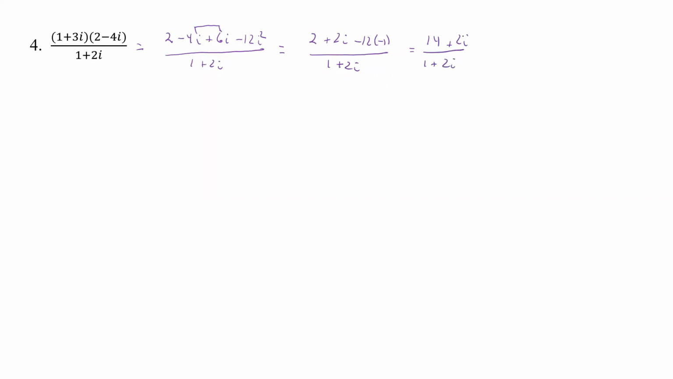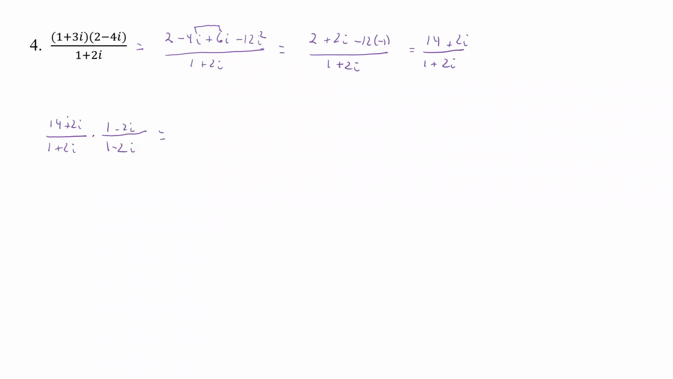All right. Now we need to multiply by the conjugate. So if we bring this all down here so we have more room, 14 plus 2i over 1 plus 2i. The conjugate is going to be 1 minus 2i. So we're going to multiply numerator and denominator by 1 minus 2i.